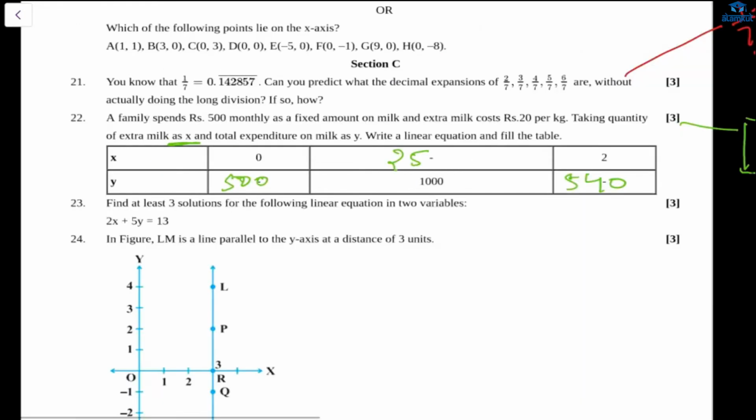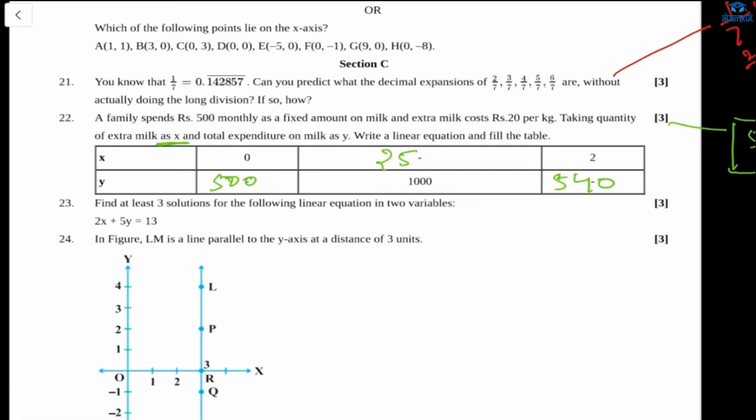Now find at least 3 solutions for the following given equation in 2 variables. How are you going to find the 3 solutions? I'm taking the values 0, -1 and 1. Yeah, in fact you can take any value. But ma'am, if it asks to plot it on a graph, then we'll take -1, 0 and 1 only. Yeah, in graphs also you have to take a minimum of 3 values, but you cannot take 20 or 30, because that will be tough to plot on the graph.